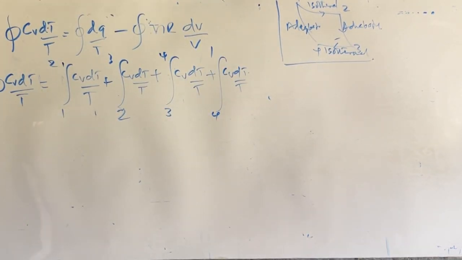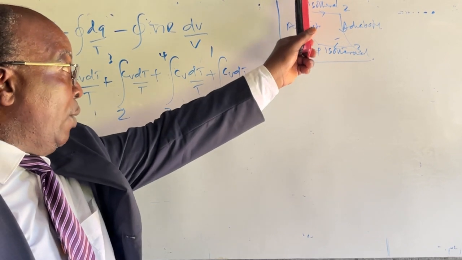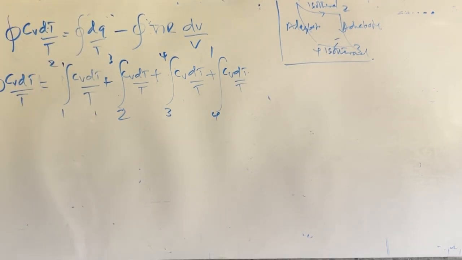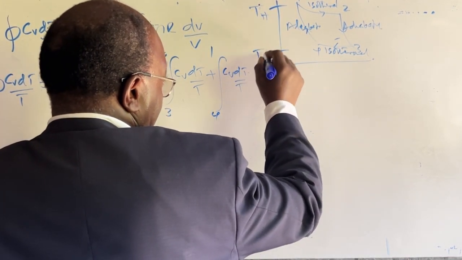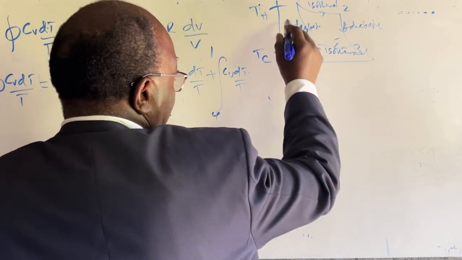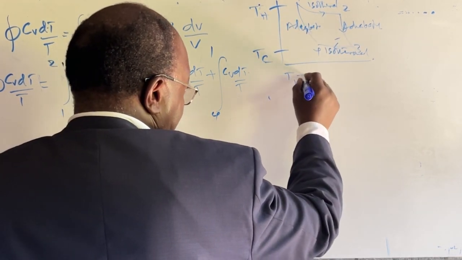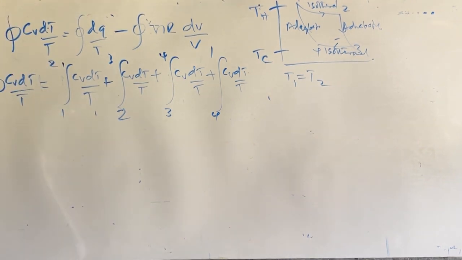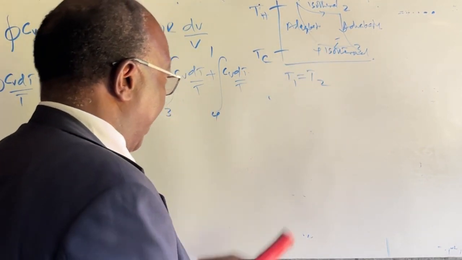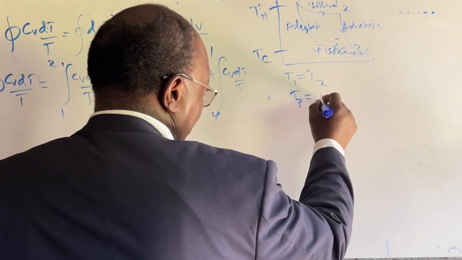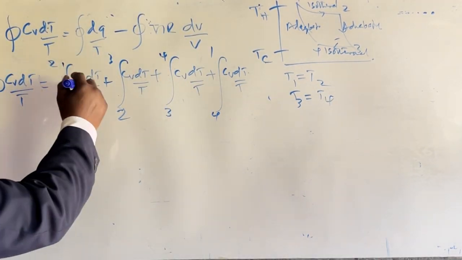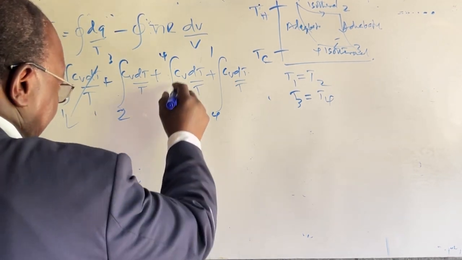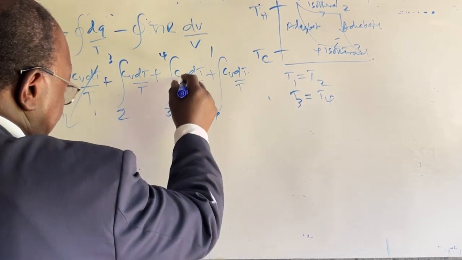Now, the process from state point 1 to 2 is an isothermal process. So we can say that corresponds to some temperature TH, a higher temperature, and some temperature TC, a lower temperature. Therefore, T1 is equal to T2 for the isothermal expansion, and for the isothermal compression, T3 is equal to T4. So already you can see that for T1 equal to T2, isothermal, dT is 0, and for 3 to 4, again, that is 0.